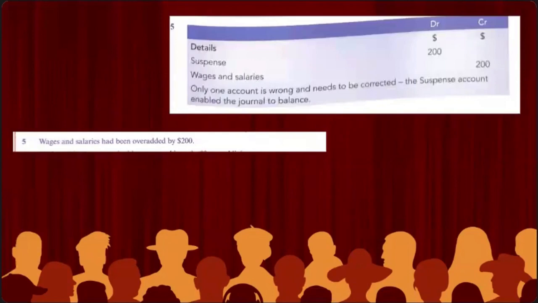Next is wages and salaries had been over-added by $200. We correct this by, of course, crediting the wages and salaries by 200 to minus off the over-addition and use the suspense account in debit.